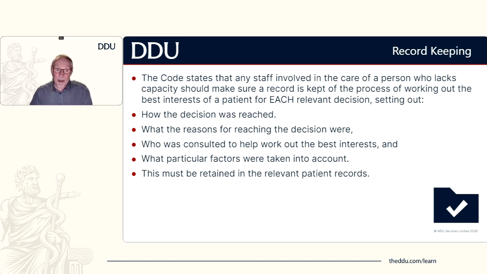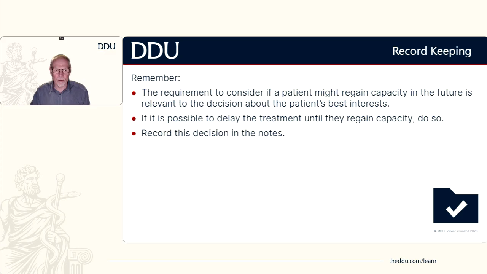And then keep good records. So it's how did you reach your decision? What were the reasons for reaching the decision? Who was consulted to help work out the best interests? And then what factors were taken into account? And so keep that in the records. It's basically show you're working out, which we don't often do with our records. We do this is what was discussed, this is what I did. With this, it's showing how you reached your decision. And that's an important thing to record in the records.